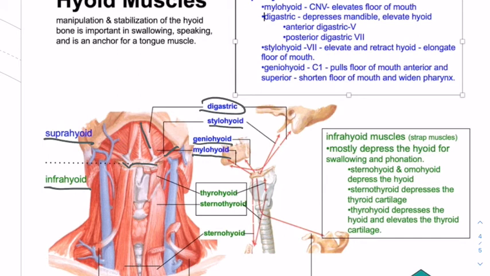For the infrahyoid muscles, we have the sternohyoid and the omohyoid right here, and they are responsible for depressing the hyoid. We have the sternothyroid over here, that depresses the thyroid cartilage, and we have the thyrohyoid over here that depresses the hyoid and elevates the thyroid cartilage.